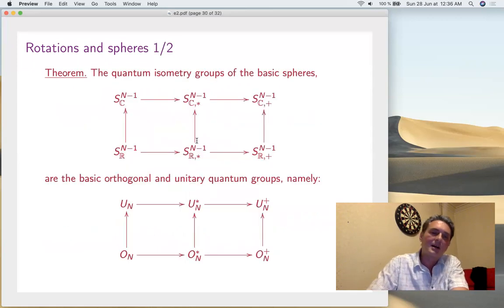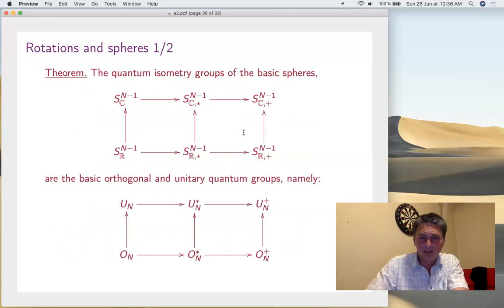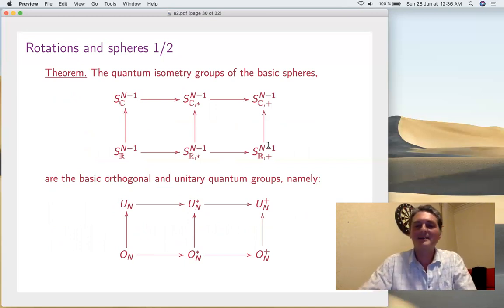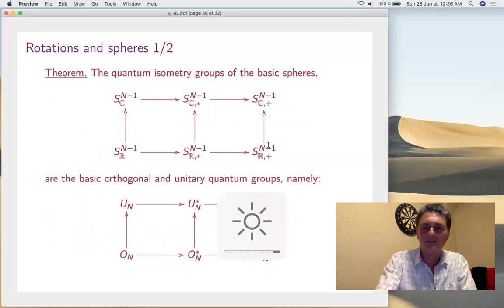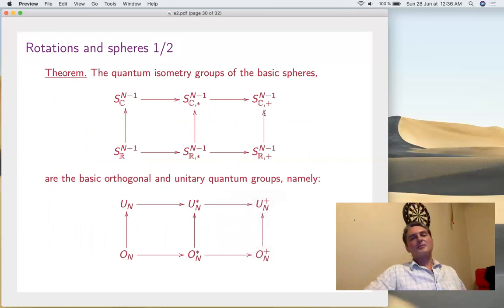Okay, now, last thing to prove is that the actions are universal. And this is a bit tricky, but you can get it. Actually, in the free case, it's trivial because there's nothing bigger than U_N^+, or O_N^+ if you're in the real case. So in the free case, we're done. That was our main purpose here.